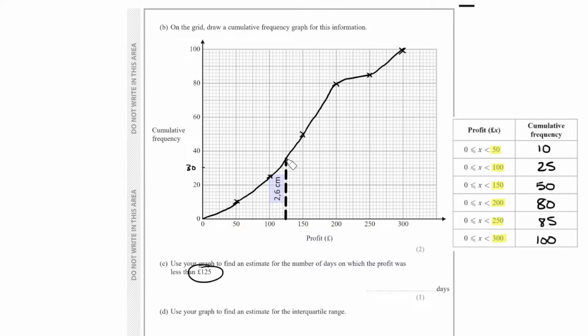Not sure why my line is so big, but yep, there. And then obviously once it hits your curve, that's when you draw a line across. And because they're asking for the number of days, that is the cumulative frequency, isn't it? In this context, cumulative frequency for this question is the number of days. And then you read that off. So what's that? 32, 34, maybe 35 on my one.